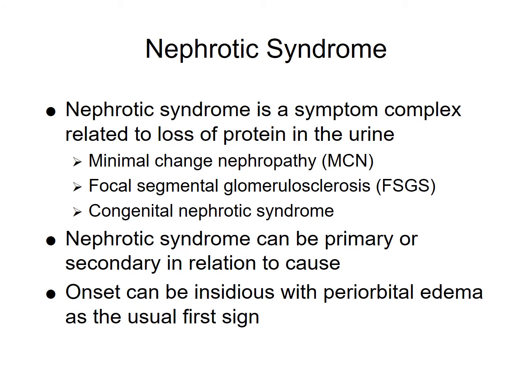Nephrotic syndrome is a symptom complex related to the loss of protein in the urine. Minimal change nephropathy, focal segmental glomerular sclerosis, congenital nephrotic syndrome. Nephrotic syndrome can be primary or secondary, and remember, primary and secondary differ because secondary occurs due to something else happening in the body. Onset can be insidious with periorbital edema as the very first sign. So swelling around the eyes may be the first sign of nephrotic syndrome in the pediatric population.